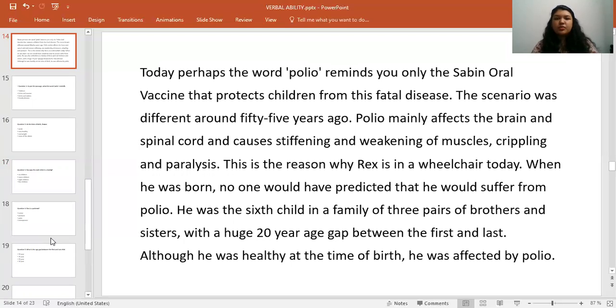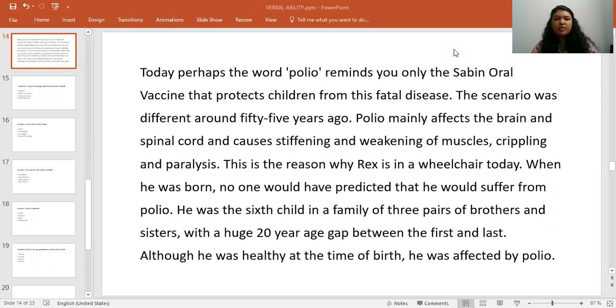Today, perhaps the word polio reminds you only of the Sabin oral vaccine that protects children from this fatal disease. The scenario was different around 55 years ago. Polio mainly affects the brain and spinal cord and causes stiffening and weakening of muscles, crippling and paralysis. This is the reason why Rex is in a wheelchair today.